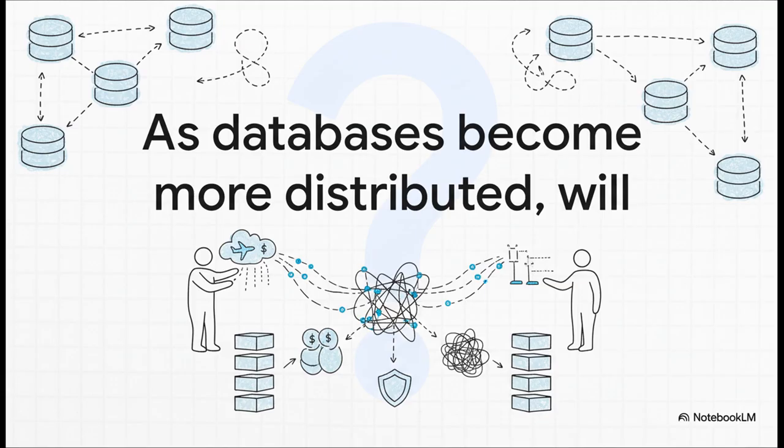But it does leave us with a really interesting question to think about. As our databases get spread all across the globe and become massively distributed, are these classic definitions of correctness going to be enough? Or will we need to invent entirely new ways to define what it means for our data to be correct?